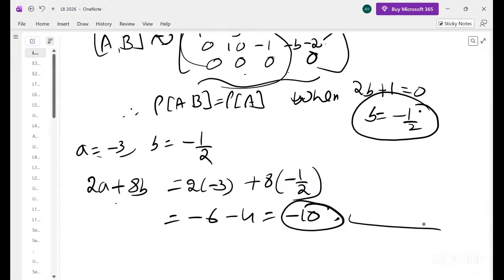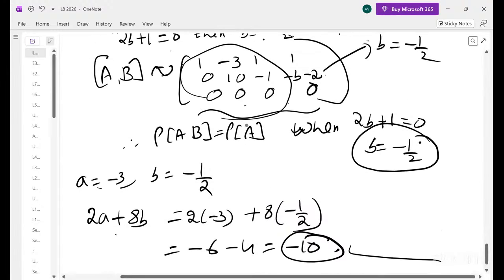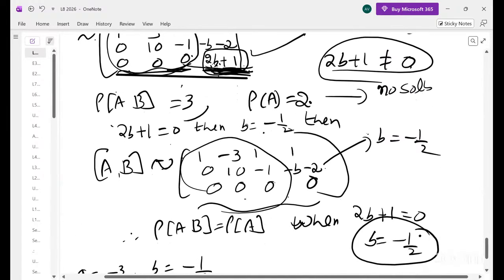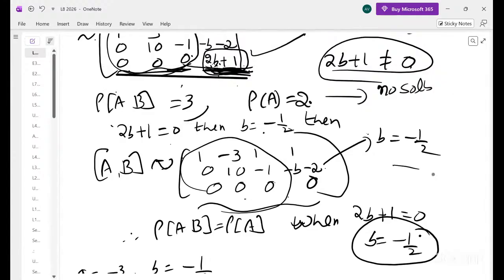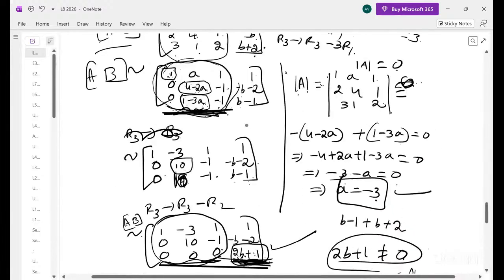This is the answer. Suppose the same question is given. Suppose the system has no solution. Then 2B plus 1 should not be 0. That is, B should not be equal to -1/2. So A is equal to -3 and B not equal to -1/2. Then the system will have no solution. For many solutions, this must be 0. Okay. This is the computation.